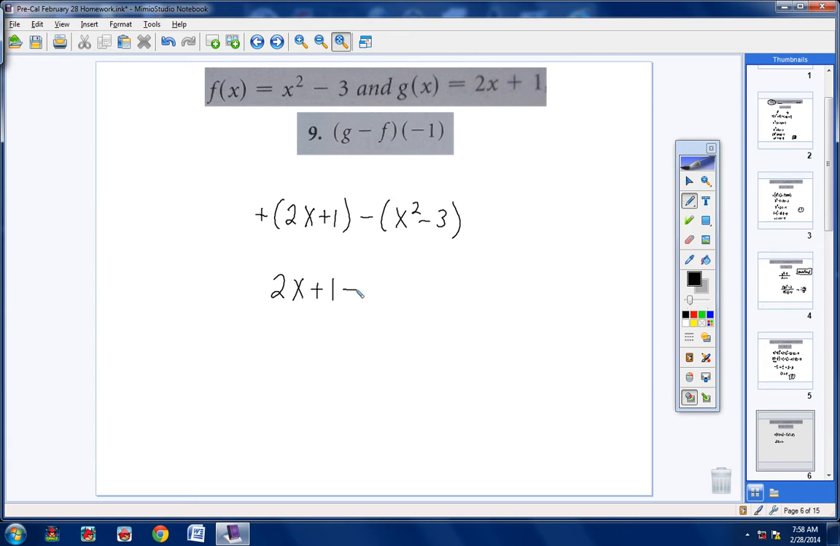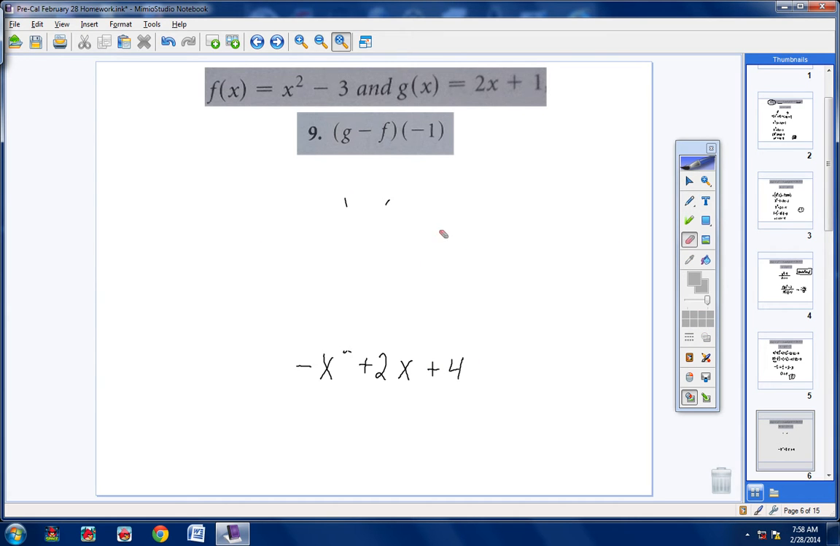Your positive x squared becomes a negative x squared. Your negative 3 becomes a positive 3. And now let's combine like terms. Your negative x squared would come first, then your positive 2x comes second, and then you have positive 1 plus 3, that's a positive 4. So there, we very quickly and very easily found g minus f. G minus f, okay?